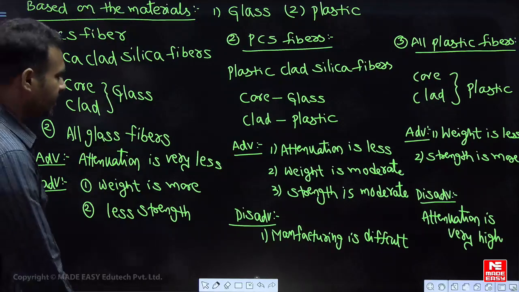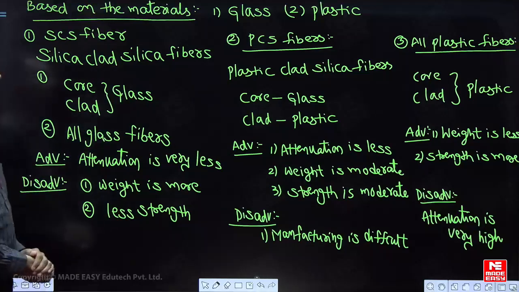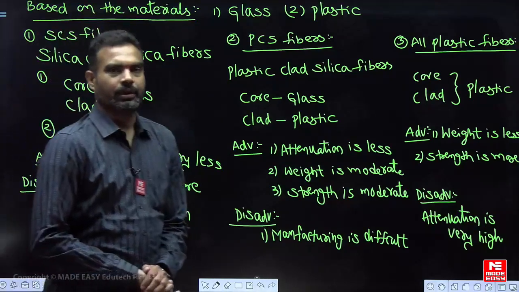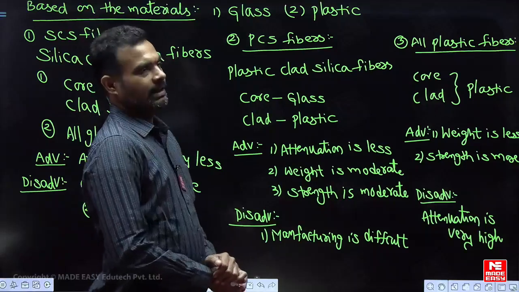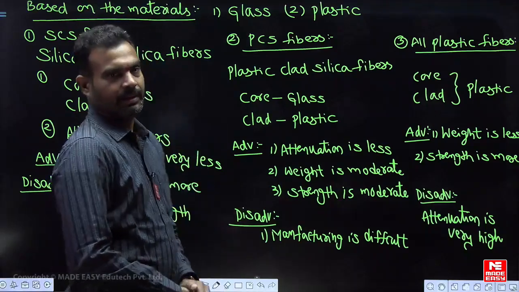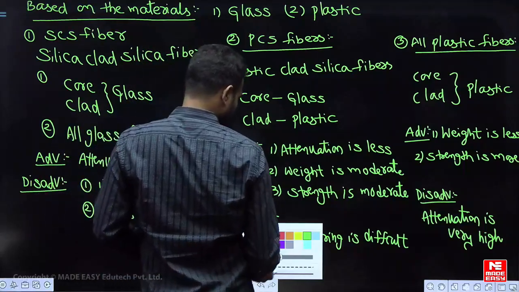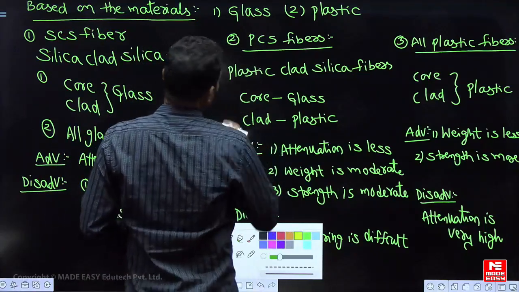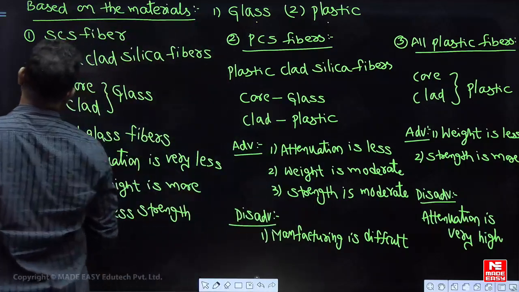Please see here, I will explain it once again. Based on the materials, we have two types of materials. One is called glass, the other is called plastic. Based on these materials, we divide the fibers into three types.